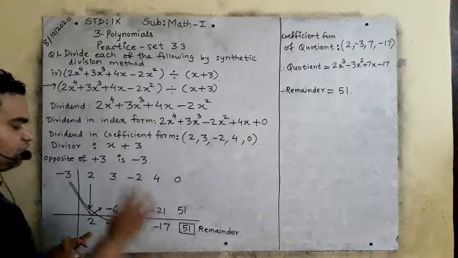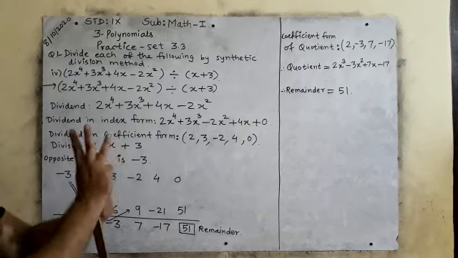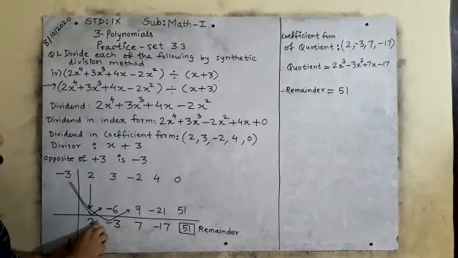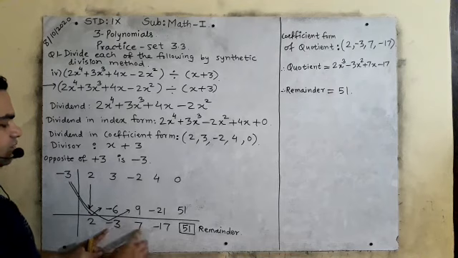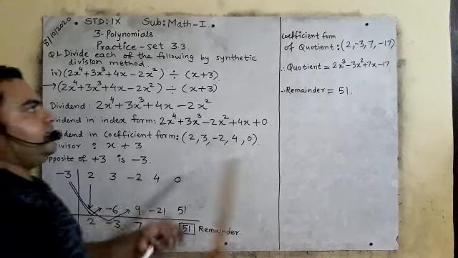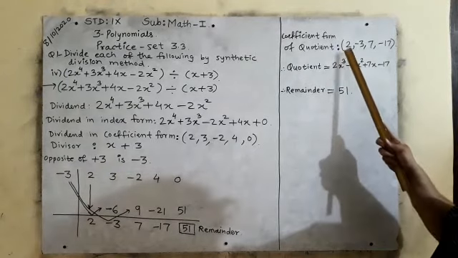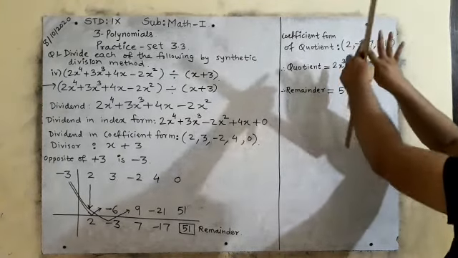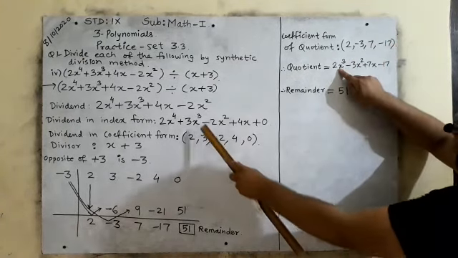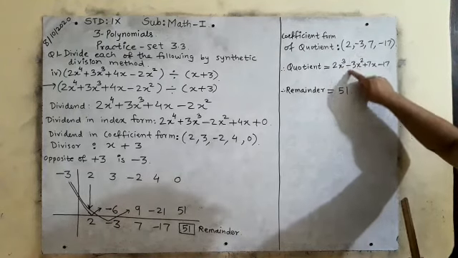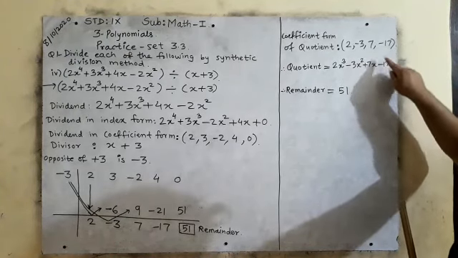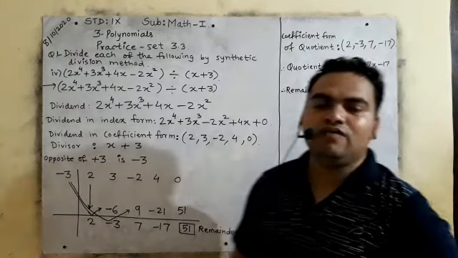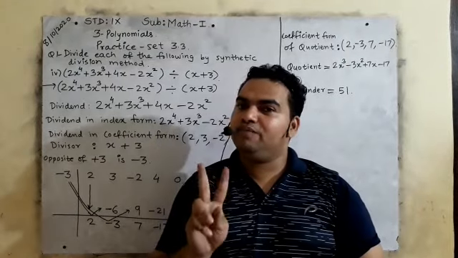Then 1, 2, 3, 4. 4 terms left means degree will be 3. And which variable is used here? X. You will use here 2x raised to 3 minus 3x square plus 7x minus 17. Look at here. Coefficient form of quotient. What remains? 2, minus 3, 7 and minus 17. Total 4 terms, so degree 3. So x you will use because x is here. 2x raised to 3 minus 3x square plus 7x raised to 1 minus 17x raised to 0. And remainder is the last one, 51. I hope you understood how to solve the synthetic division method. Question number 2 will be homework for you.